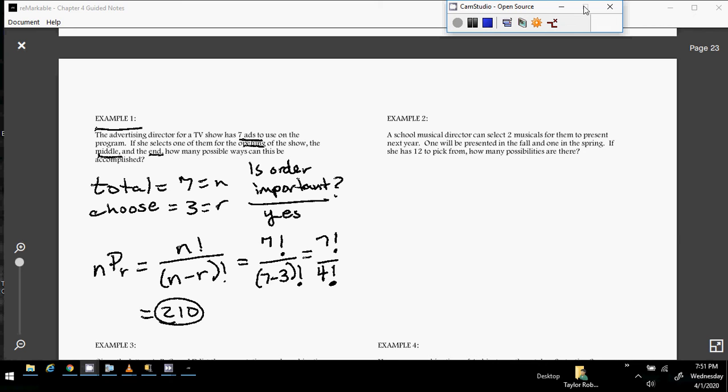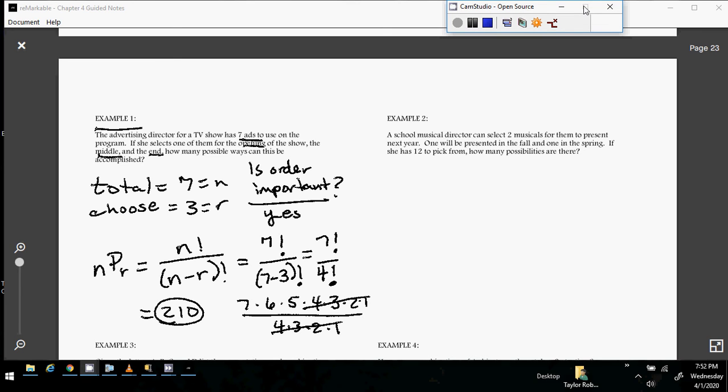So this is 210 possible ways. Now, another way to do this, if you notice, if I wrote this all the way out, 7 times 6 times 5 times 4 times 3 times 2 times 1, and then on the bottom, it would be 4 times 3 times 2 times 1. If you remember from algebra, anything that you have in common, you can cancel out. So those would actually cancel, and 7 times 6 times 5, 7 times 30 is 210. So that's just a shortcut if you wanted to do it that way, but you don't have to.